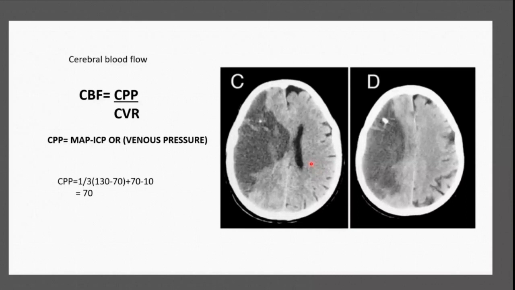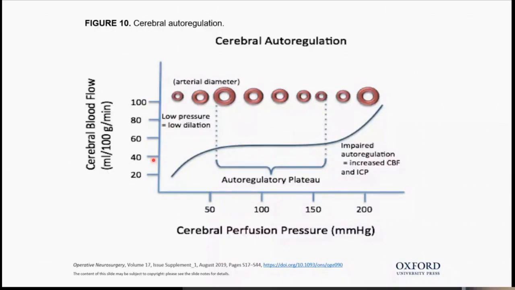So what is the CPP? Because it's the difference between the arterial and the venous pressure, it is the MAP, which is the mean arterial pressure, minus the intracranial pressure, or as I said, the venous pressure. So here we have what is called cerebral autoregulation, which is, within certain limits of cerebral perfusion pressure, the brain can regulate the amount of blood volume that flows inside it.